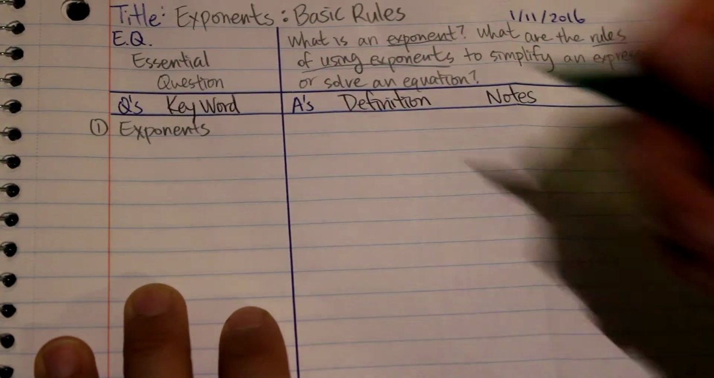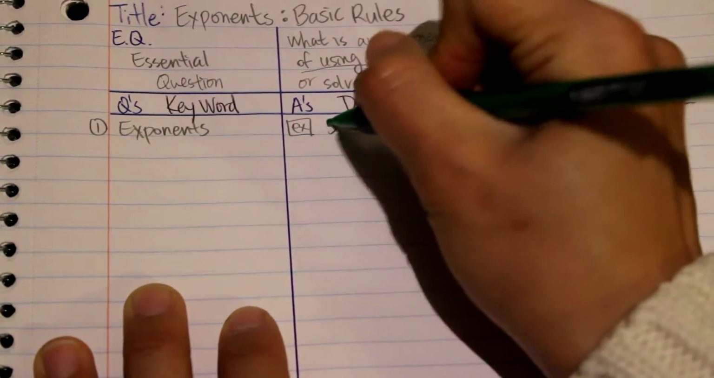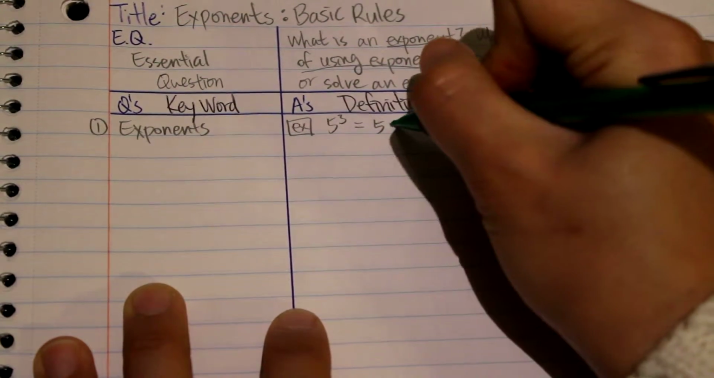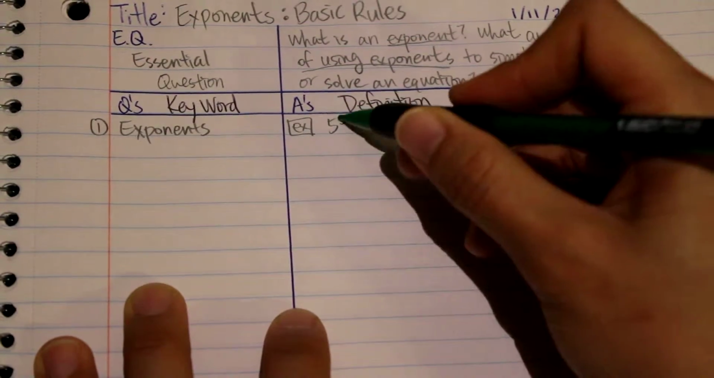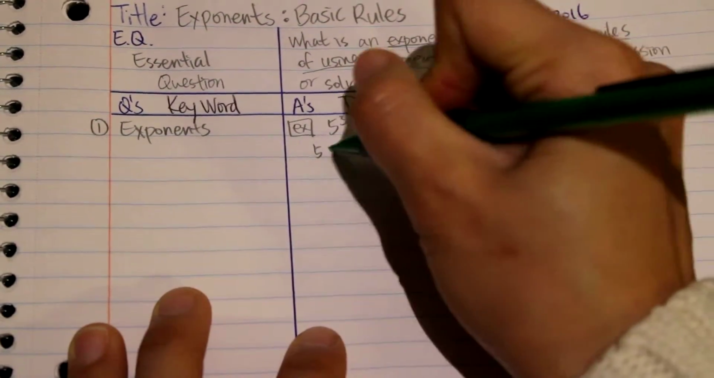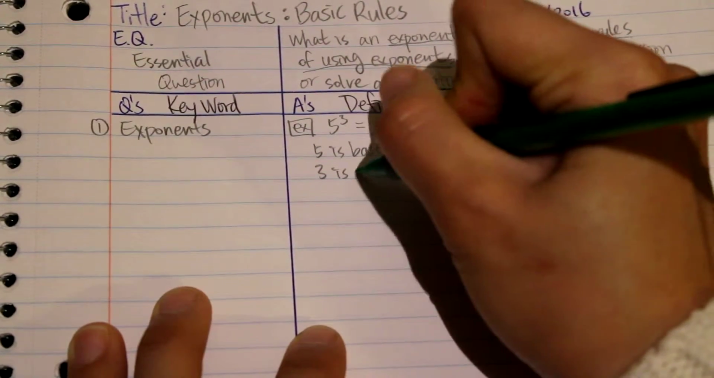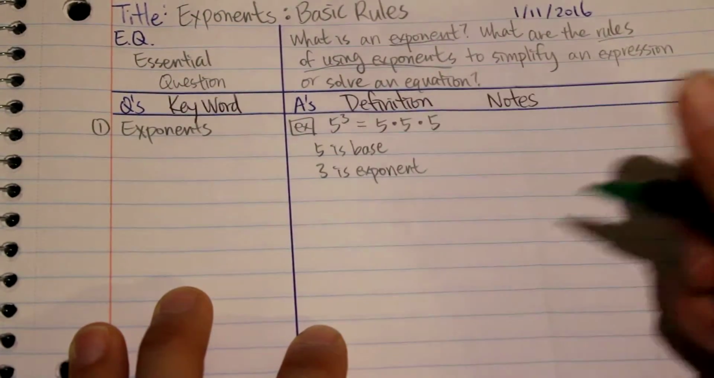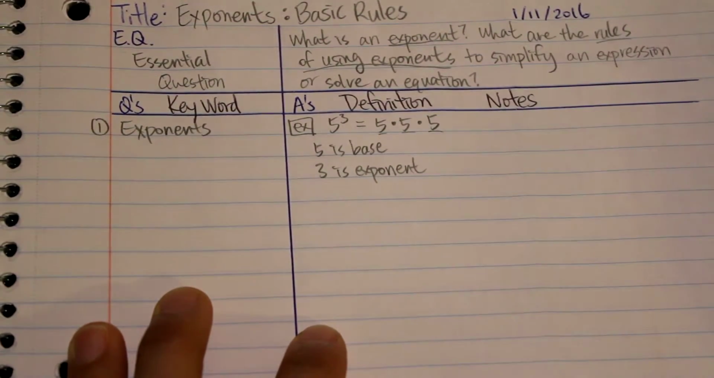So we've seen some examples where we have 5 to the third power. So we have it as 5 times 5 times 5, 3 times. So that's what that 3 tells us. That is the exponent. So 5 here is the base, and 3 is called the exponent, which tells us how many times we're gonna multiply the base. So the base is 5, we're gonna have once, twice, 3 times.